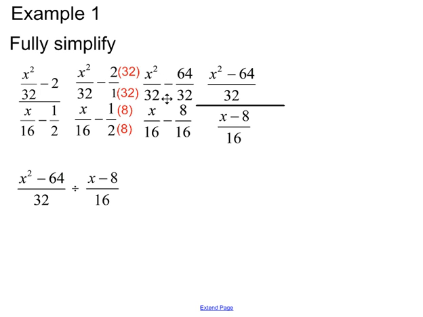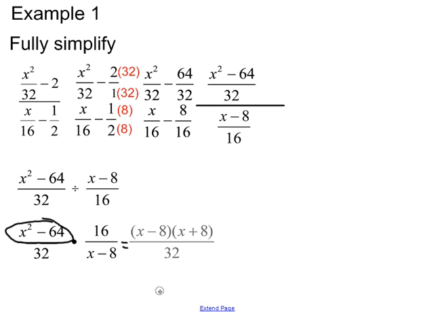Now, remember when you divide fractions, change the division to multiplication, and you're going to flip the fraction you're dividing by. Okay? Now, if you can factor, and x squared minus 64 could be factored. It's going to factor to x minus 8 times x plus 8. So we get that over 32. And then this is just 16 over x minus 8. So we got x minus 8 times x plus 8 over 32 times 16 over x minus 8.